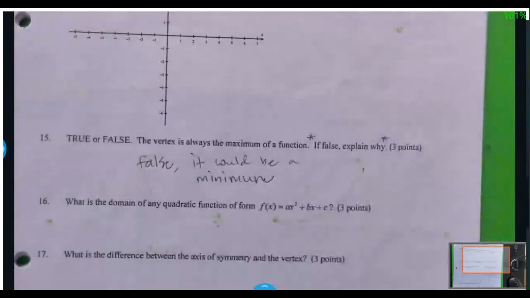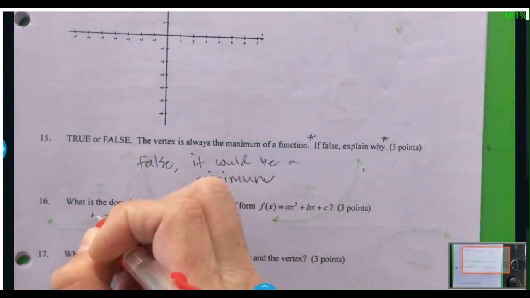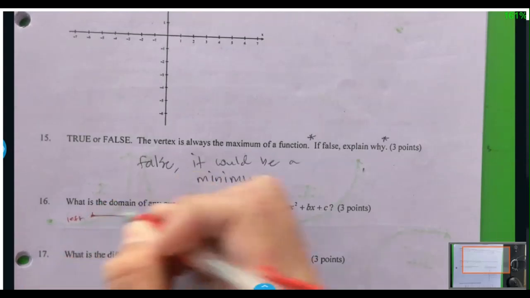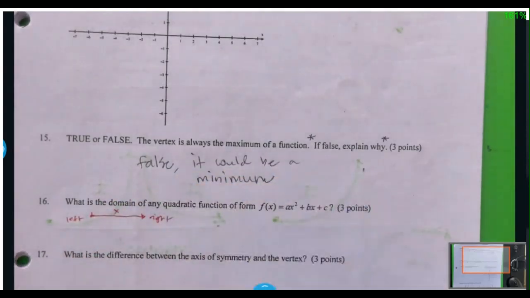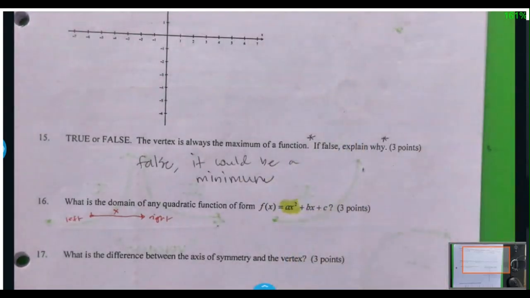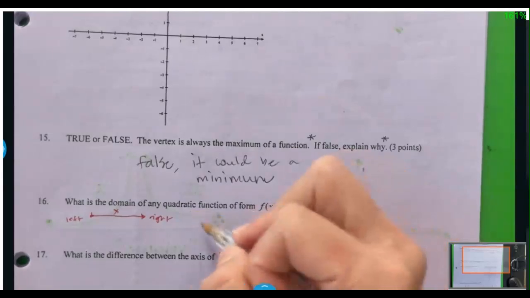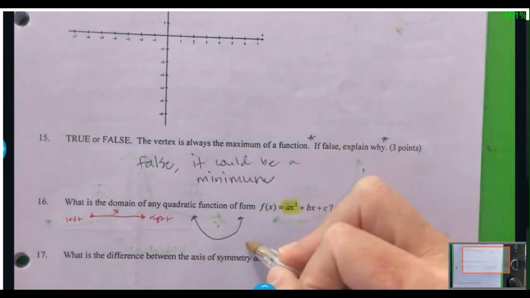All right, number 16. What is the domain? Now remember what domain is. Domain are the x values, and you're going to look at it from left to right. Your domain are your x's. So what is the domain of any quadratic function in ax squared form? Now be careful, this is a positive ax squared, so particularly they're talking about opening up, but it could also open down if your a was negative.